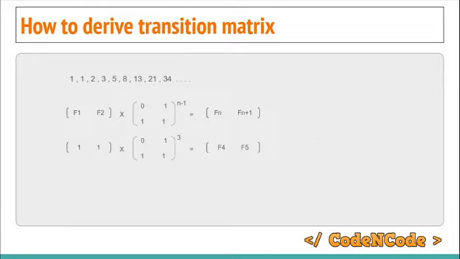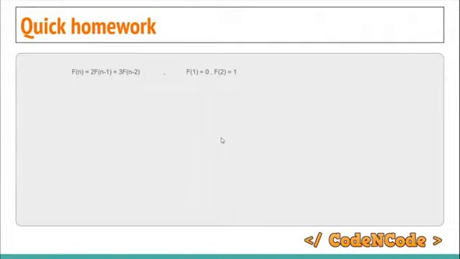This is actually an algorithm, so it has to be true. Now, we have seen the transition matrix for the Fibonacci numbers. Let's find the transition matrix for another recurrence relation defined by me, of course. Fn is equal to 2 times Fn minus 1 plus 3 times Fn minus 2.